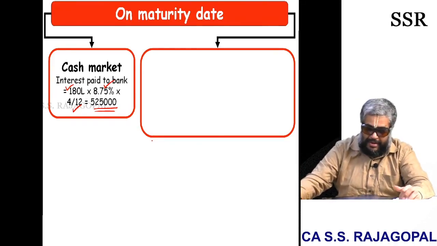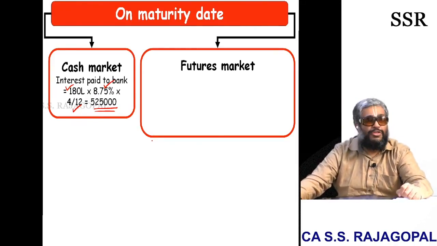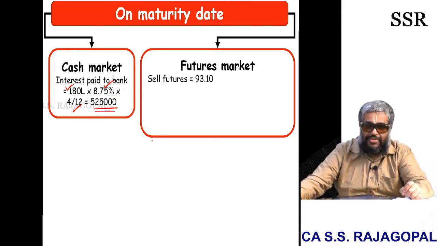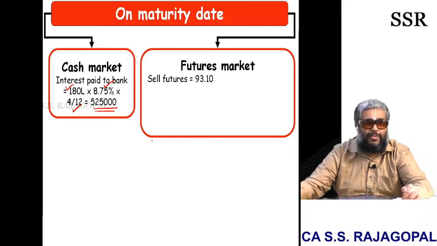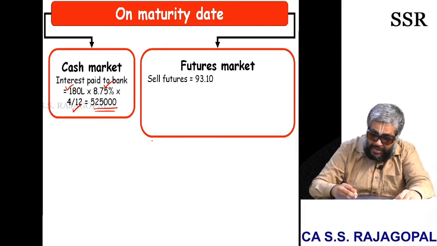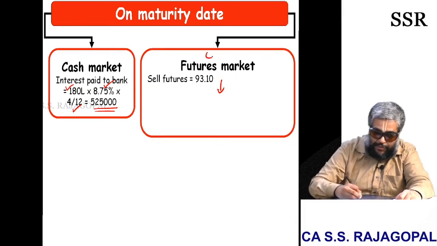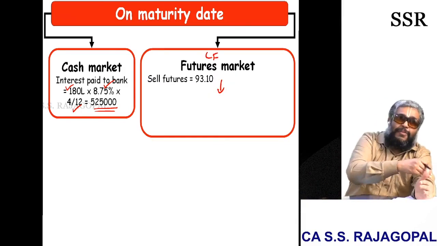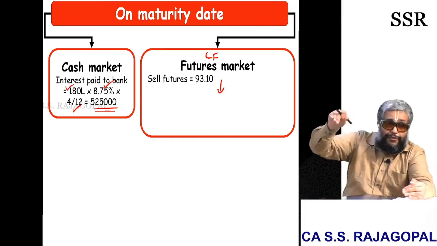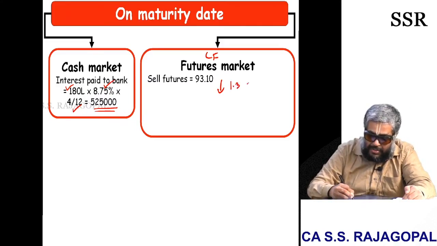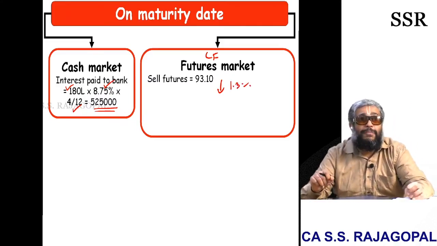Now come to the right hand side, futures market. I gave a sell futures for 93.1. Everybody has to know. Now, the question said this futures is called LIBOR futures. Just as LIBOR increased in the spot market, in the LIBOR futures market the LIBOR also changed by 1.3%.